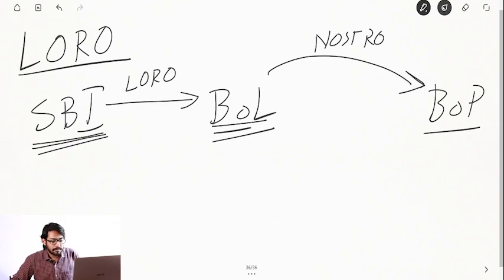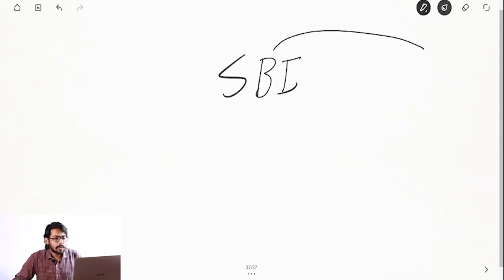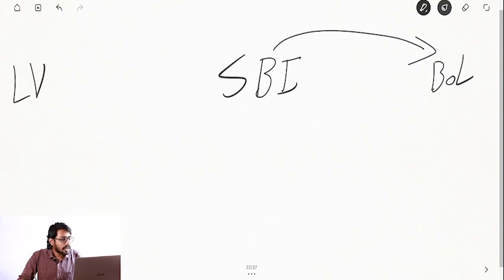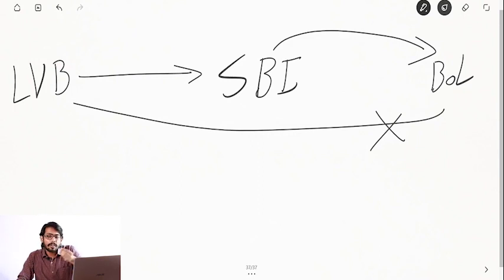Now look at another example. SBI has a Nostro account with Bank of London. SBI is a big bank, it has international connections, connections to every bank in the world. Now a small bank like Lakshmi Vilas Bank or Karur Vysya Bank may not have Nostro accounts with Bank of London. This may not exist. So it will ask SBI, can I use your account for some transactions I want? SBI will say, okay, why not? They will enter an agreement. That is Lakshmi Vilas Bank's Loro account.